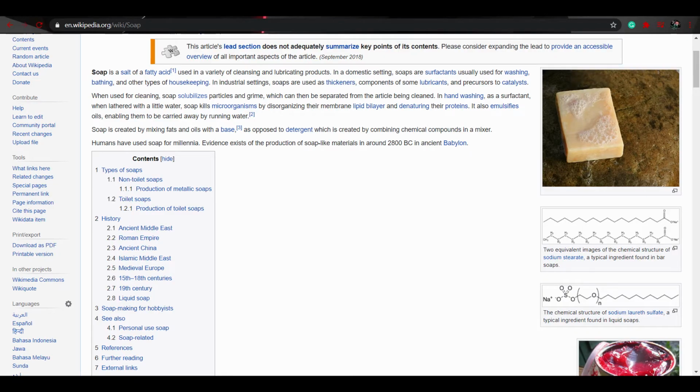So, finally, what is soap? Well, it's an alkaline substance for sure, but what is it made of? And what makes it able to emulsify fats? Well, according to Wikipedia, soap is a salt of a fatty acid used in a variety of cleansing and lubricating products.